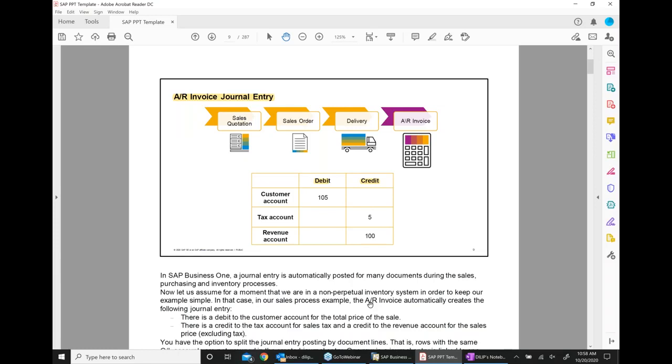These journal entries happen automatically. The most important part is that these entries are happening automatically. That is what this basically means: automatic account entry.